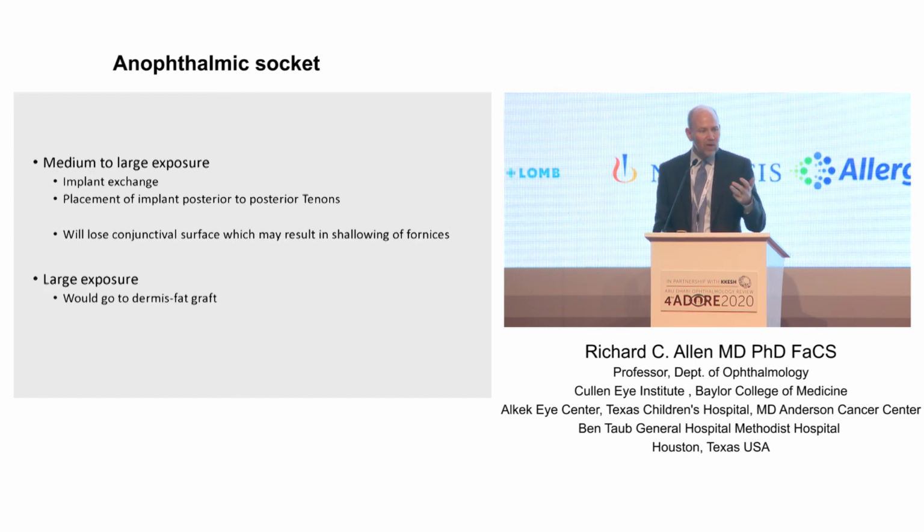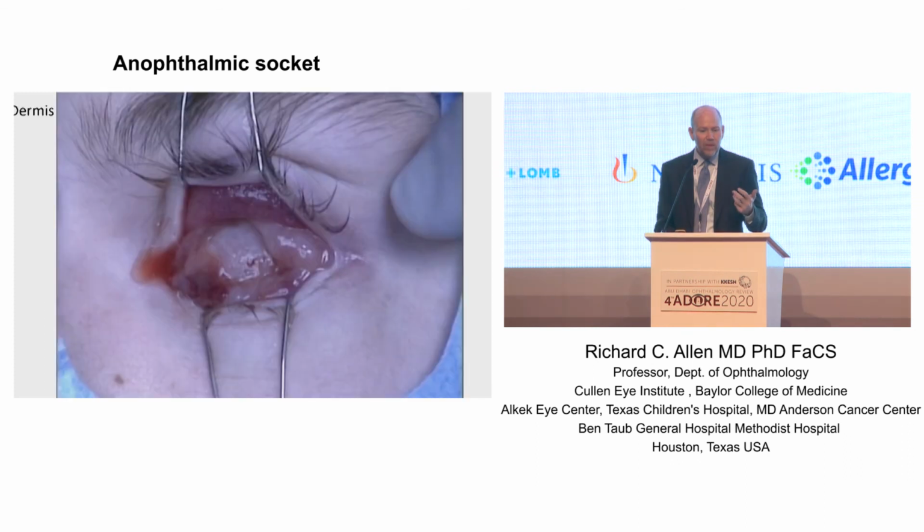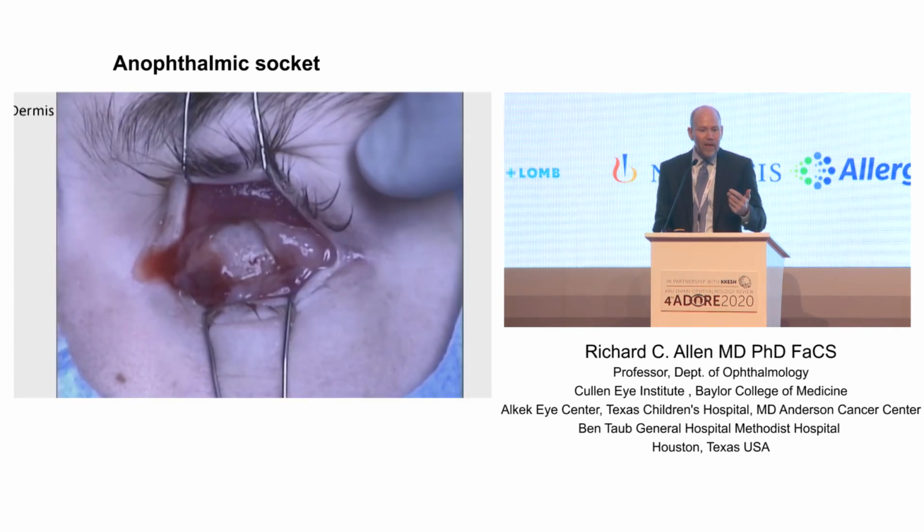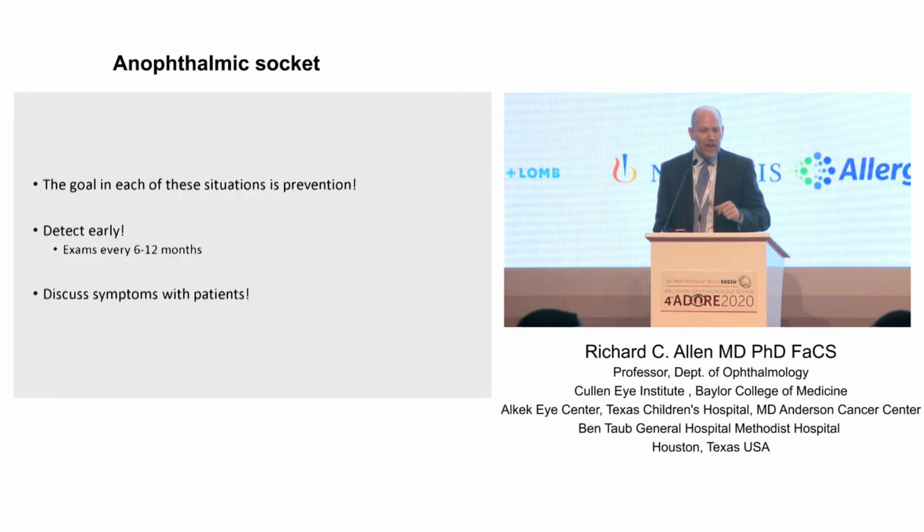So, for these large exposures, the nice thing to do is to do a dermis fat graft so that you can expand the conjunctival surface, as well as place a living implant that won't cause any problems with regards to exposure. However, the volume in dermis fat grafts can be relatively unpredictable. I'm going to skip that.